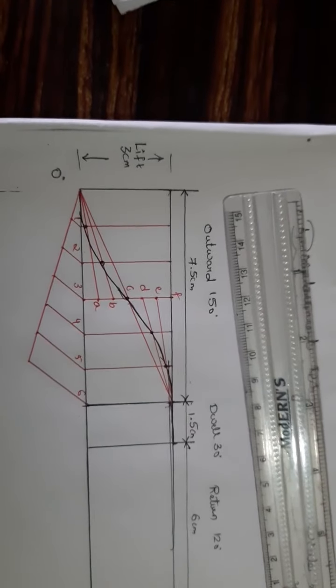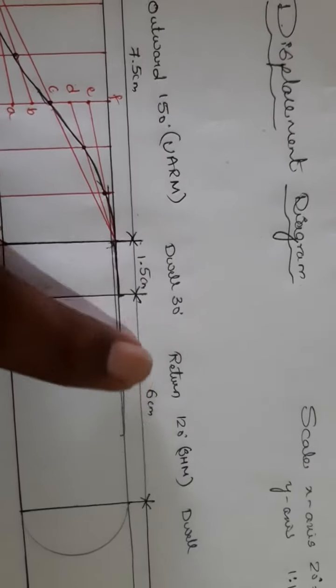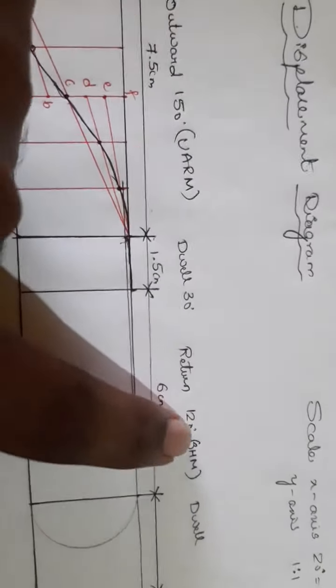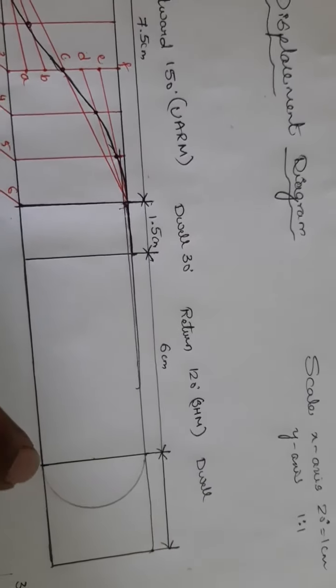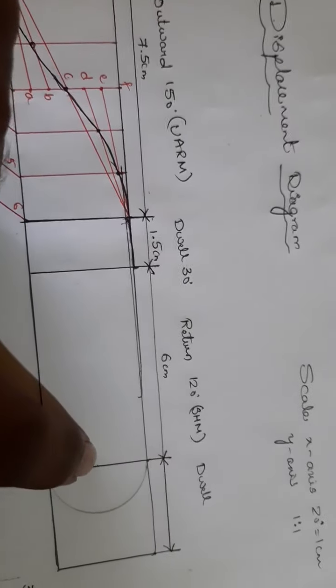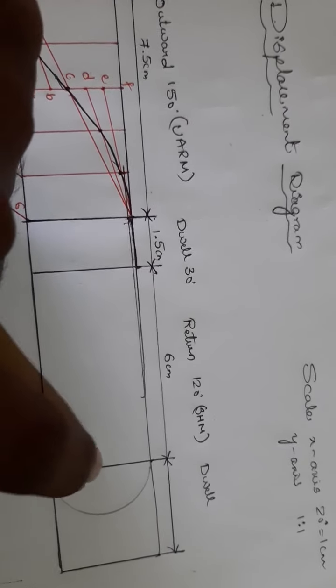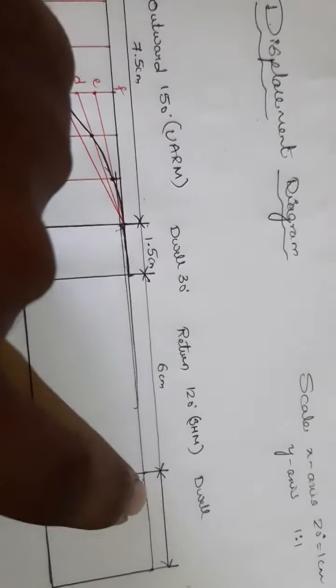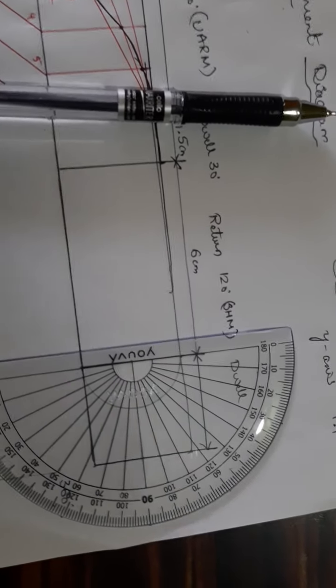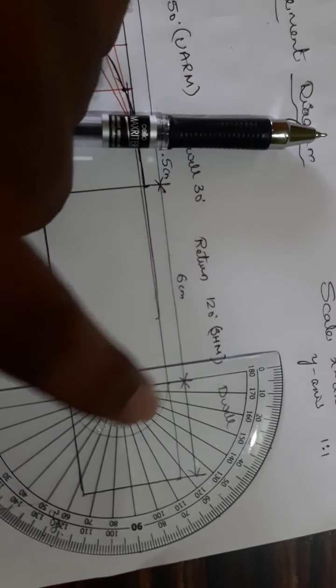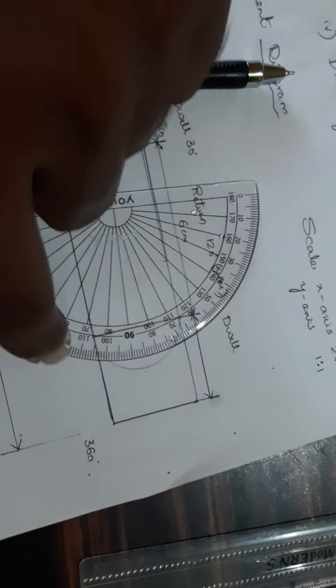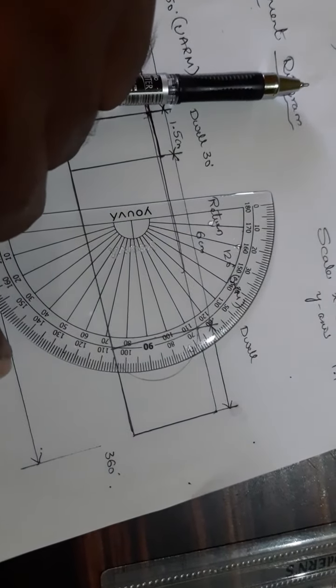Now the return part is with SHM. So draw a semicircle. Either you can draw it here or here. Draw a semicircle with half of the stroke, which means find the midpoint of this and draw a semicircle. Now divide this semicircle into 6 equal number of parts. That is 180 degrees divided by 6 will be 30 degrees each. So 30, 60, 90, 120, 150 and 180.